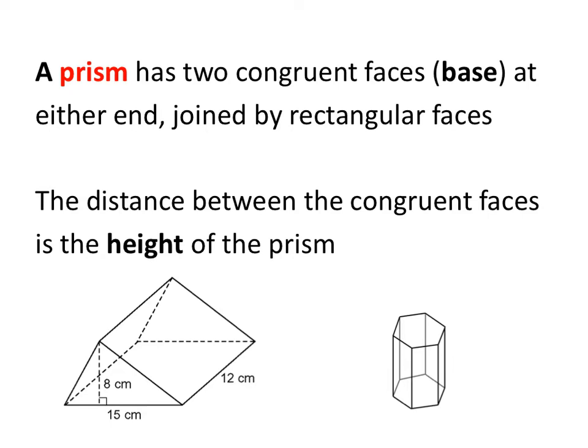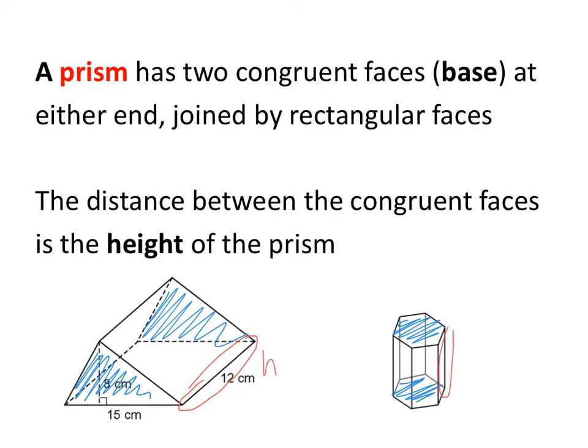When we discuss volume, it's pretty typical to begin by discussing the idea of a prism. A prism has two congruent faces. So in this first example, we have two congruent triangles. In the second example, two congruent hexagons. These congruent faces are known as the base. They're at either end of the prism, and they're joined by some rectangular faces. The length of these rectangular faces is the same as the distance between the congruent faces, and this distance is known as the height of the prism.